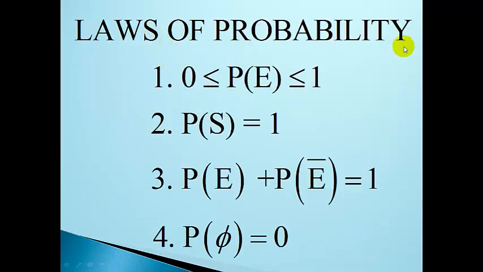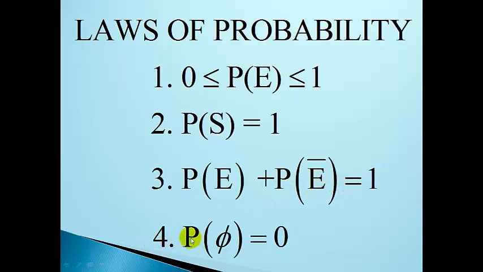Now let's look at the laws of probability. Law 1: the probability of an event is greater than or equal to 0, but less than or equal to 1. So that is the range of probability, from 0 to 1 inclusive. Now 2: the probability of a sample space is equal to 1. 3: the probability of an event plus the probability of no such event is equal to 1. Now E bar means no such event of E. So the probability of an event E plus the probability of no such event is equal to 1.